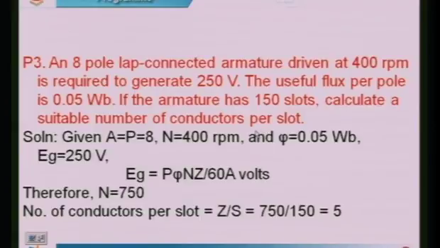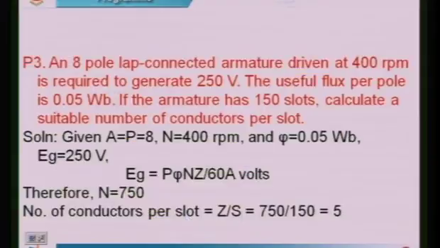I already told you that here the armature is slotted. Within this slot the conductors are going to be placed. Okay. So now it is given that there are 150 slots like this. Now you have to calculate how many conductors you are going to get.